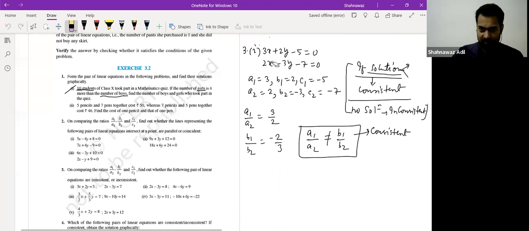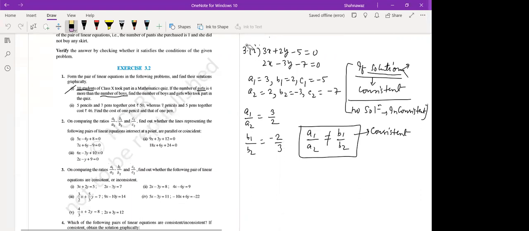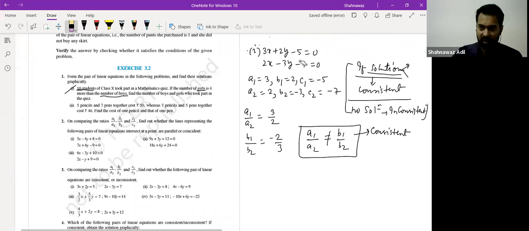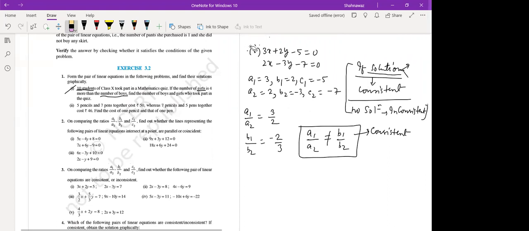Understood this part? Yes. Okay, so should I rub it? Are you guys putting it down? Yes, yes, yes. Okay.